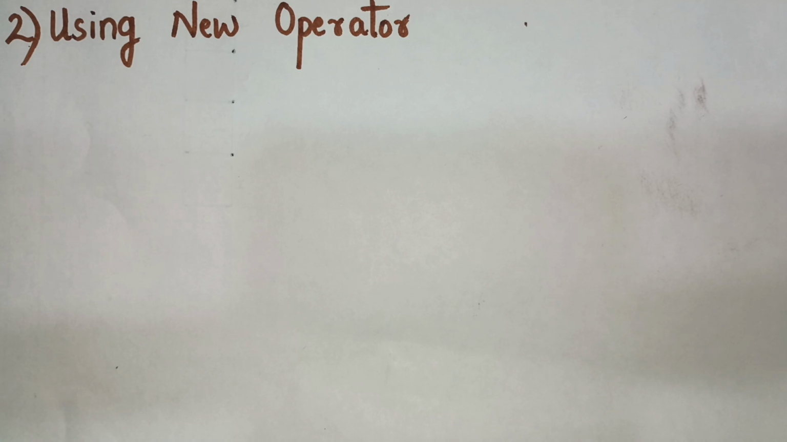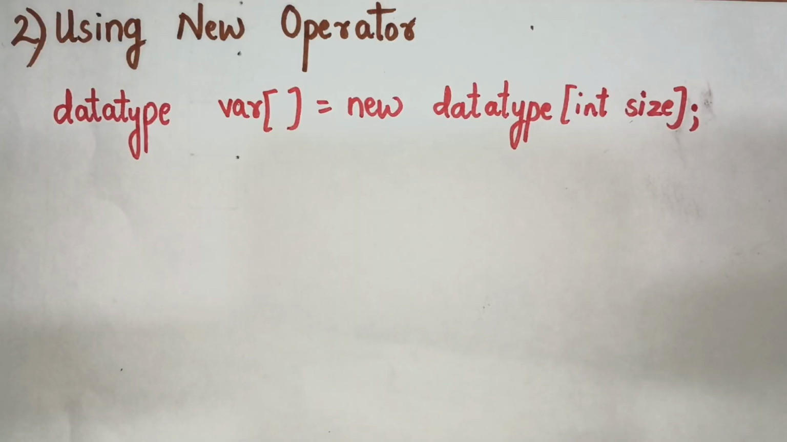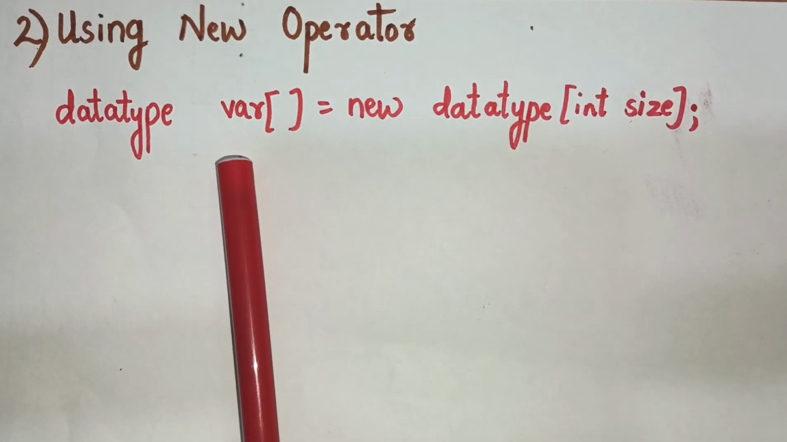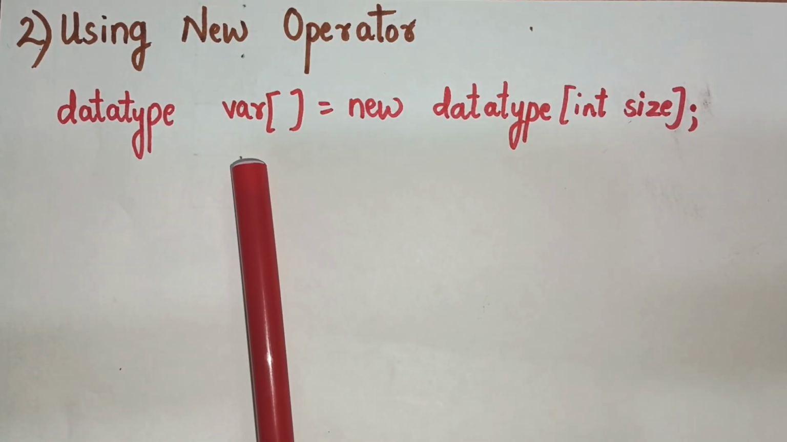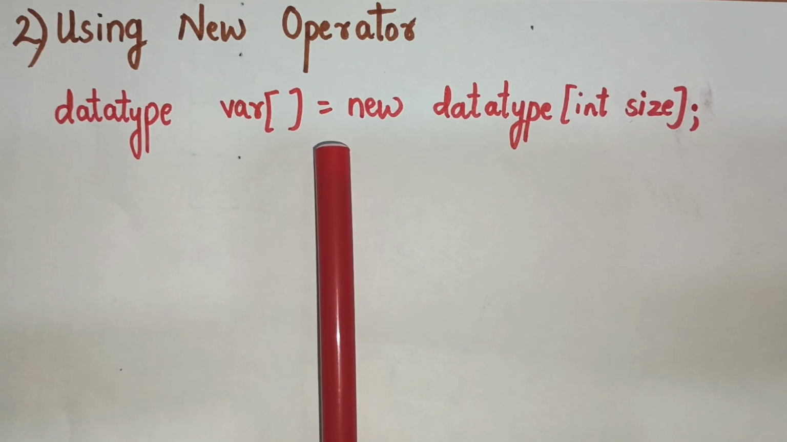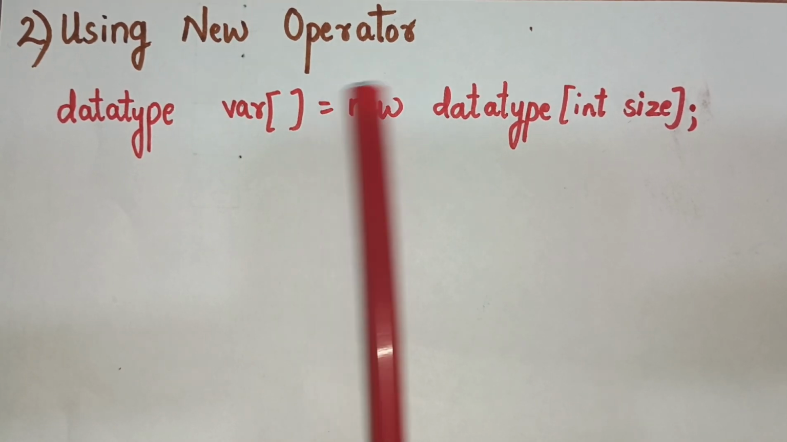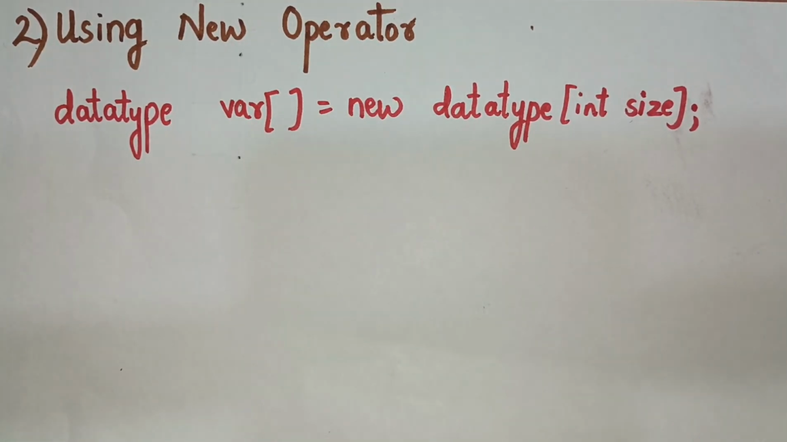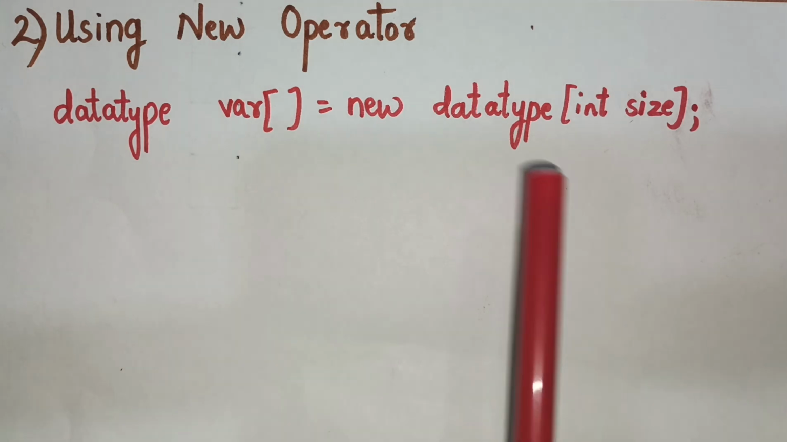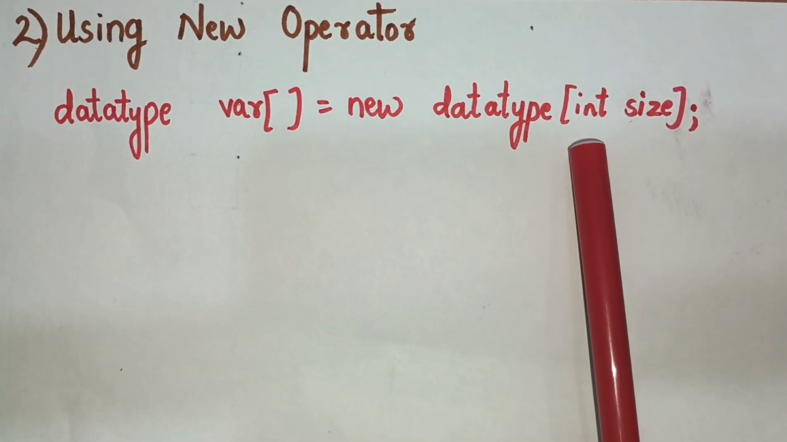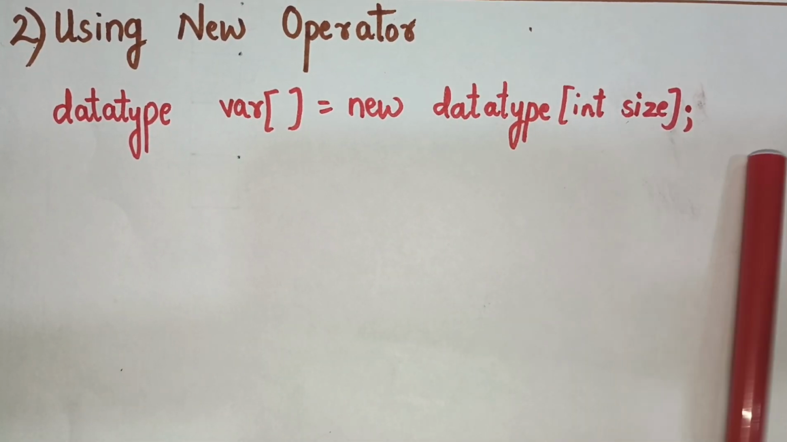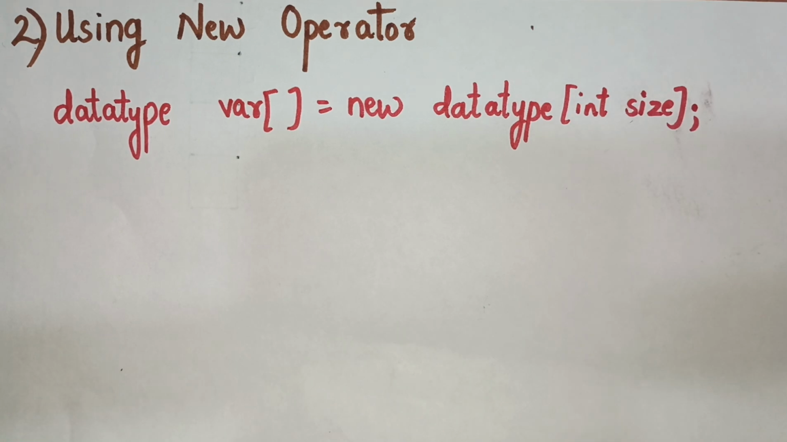The other method of declaring an array is using the new operator. The syntax for creating an array using the new operator is data type, then the array object reference variable, and the brackets is equal to new. We are using the new keyword to create an array object, and then the data type, and inside the brackets we write the size of the array.